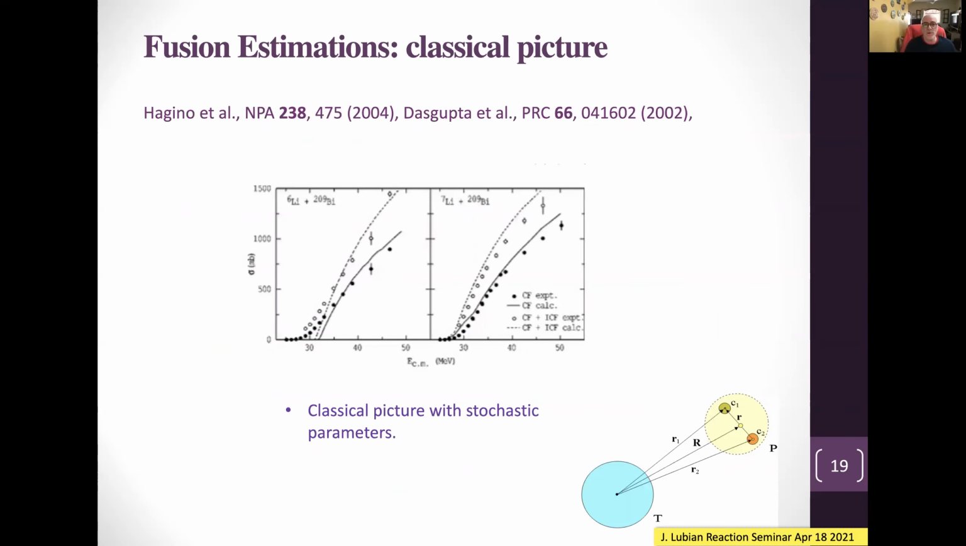The first model was introduced by Hagino and Dasgupta. They performed a classical calculation. They solved a classical equation of motion of the two fragments interacting with the target, and they obtained quite good results, as shown here for the complete fusion and total fusion. Of course, they can only talk about the fusion cross-section above the barrier, because this is classical. They have no tunneling, and they cannot describe the below barrier regime.